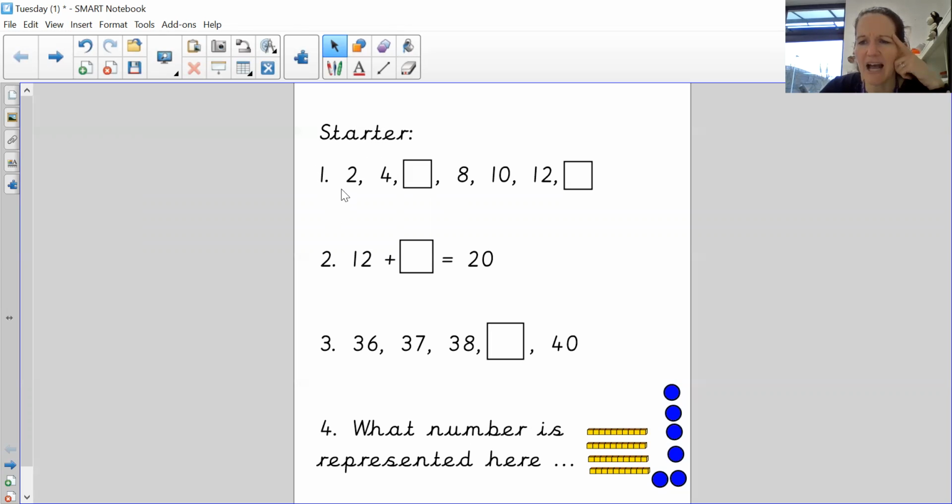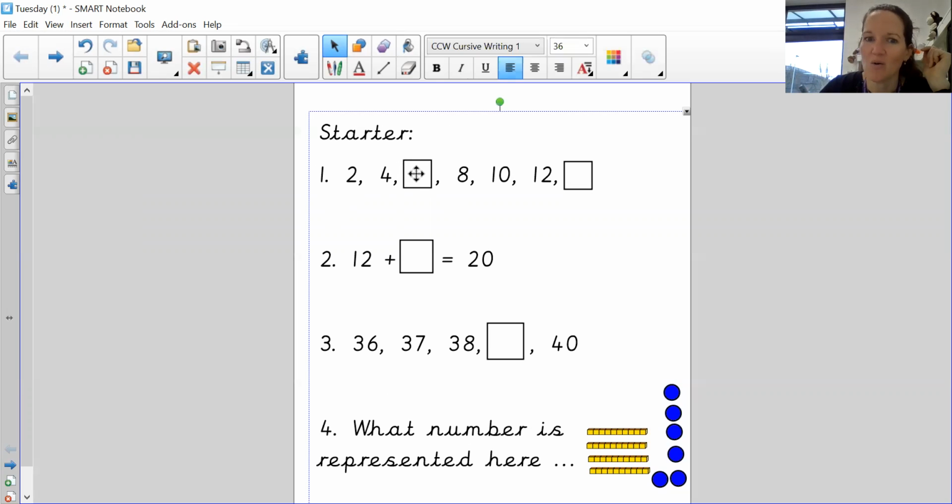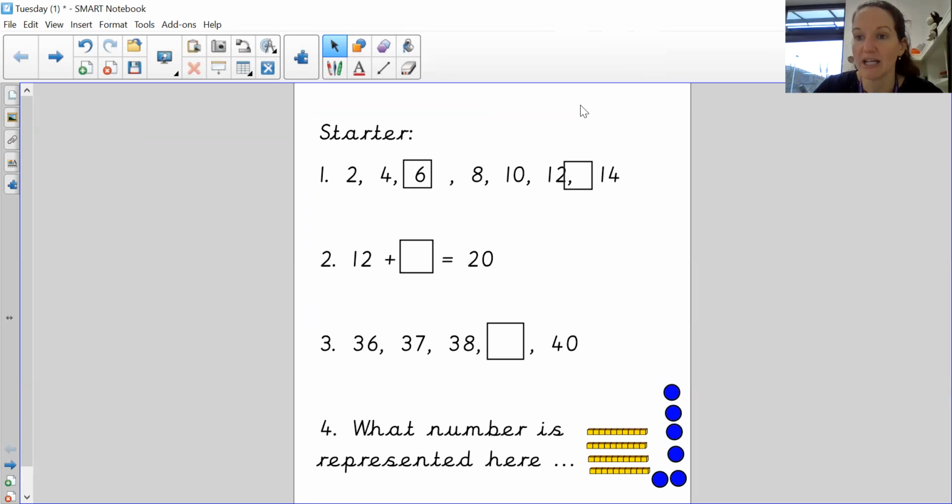Number 1, let's see. How is it going? 2, 4, 8, 10, 12. Well, I know they're not counting by ones. It's not going 2, 3, 4, 5, 6. What are they counting by? Well done. Yes, they're counting by 2s. So 2, 4, 6. Well done. 8, 10, 12, 14. Let me get rid of that box. Well done. So I'll just move it there. 14 is your answer. So we're counting by 2s. Well done. What about this one?